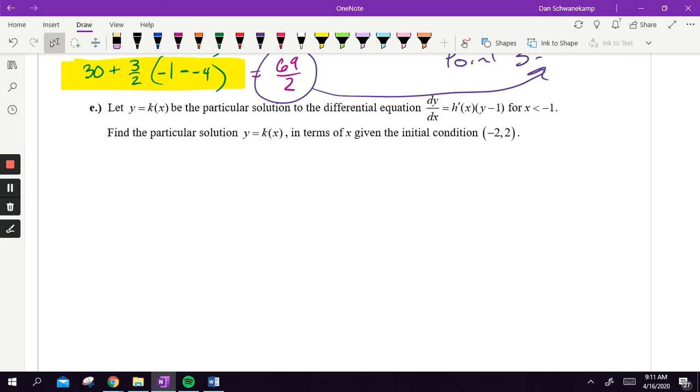Part E, I've not seen anybody get this one right yet. We've got people close, but it's a little bit different. All right, so let y equals kx be the particular solution to this differential equation. Okay, so dy over dx equals h prime of x and y minus 1. The key to this problem, and a lot of students that have turned this in so far have not done this part, when x is less than -1. And so just looking at this, I hate it because I've got y, x, h. That's too many letters going on.